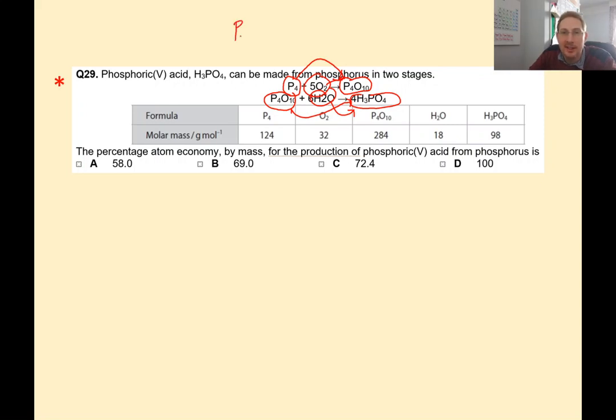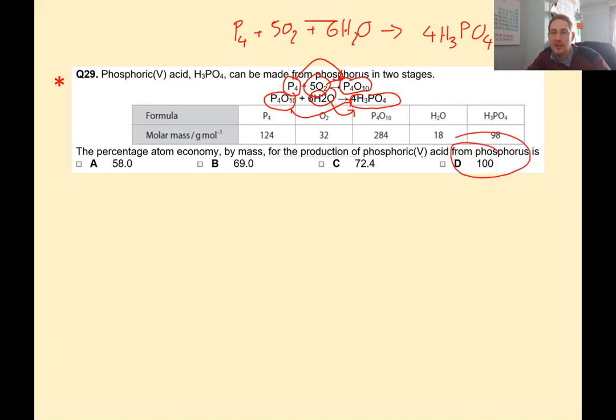You can actually write it as P4 plus 5O2 plus 6H2O, forming 4H3PO4. So there's only one product. So therefore, it must be 100% atom economy. You didn't need to do anything more complicated than that.